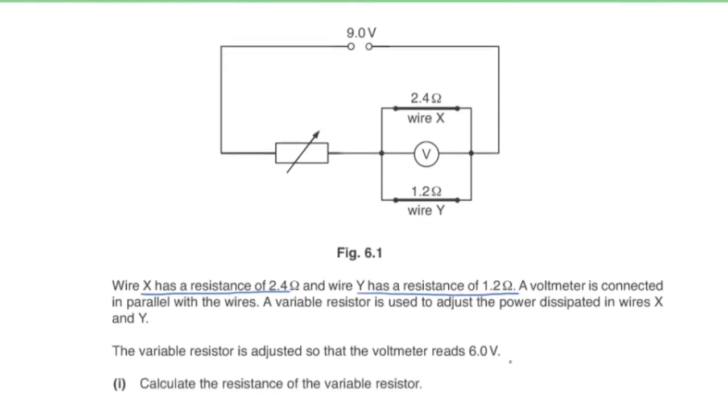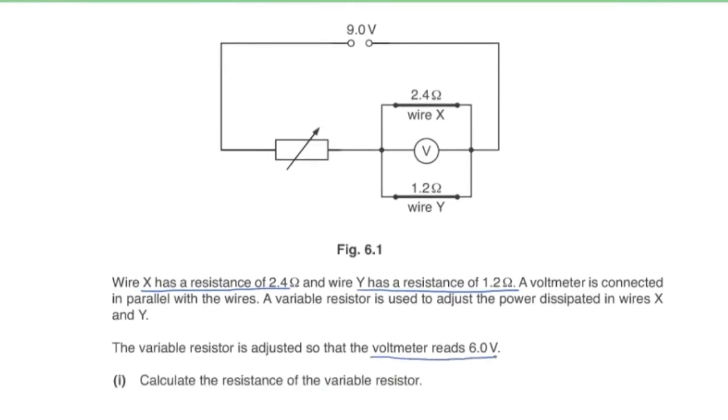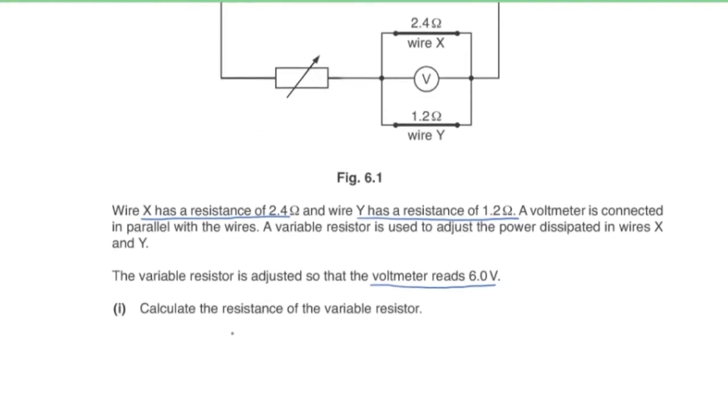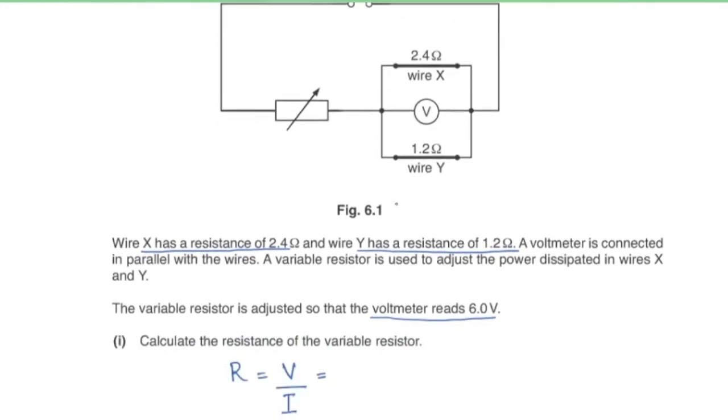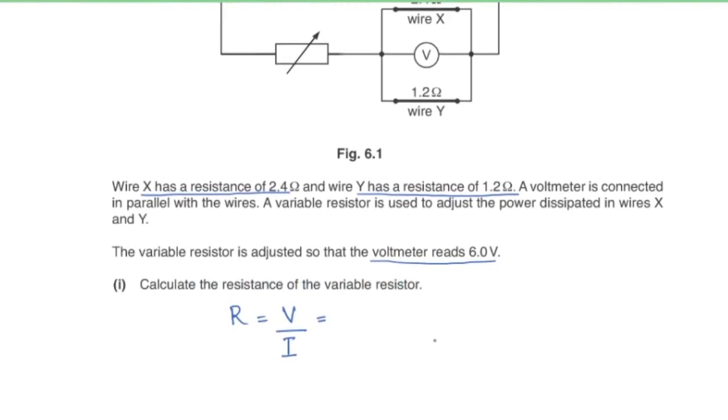The variable resistor is adjusted so that the voltmeter reads 6 volts, which means 6 volts is the voltage across this parallel connection of wire X and wire Y. Part 1, calculate the resistance of the variable resistor. The resistance is equal to the voltage across the variable resistor divided by the current across it. The voltage across the variable resistor will be the difference between the EMF and the voltage across this parallel connection of X and Y. That's 9 minus 6, and thus the voltage across the variable resistor is 3 volts.